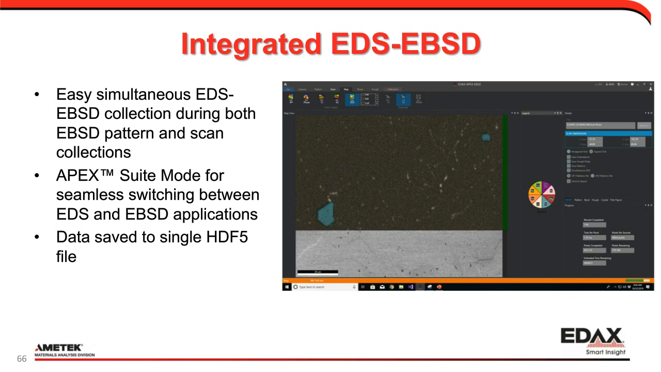We have what we call our APEX suite mode, where you're able to switch between EDS and EBSD focus. For EDS, if I want to really focus on spectra, or collect an EDS line scan, you can do that on the EDS focus. If I want to do EBSD, I can focus on there and switch between the two dynamically. And all this data is saved to a single portable HDF5 file. So it's a very seamless collection, seamless data storage for users.